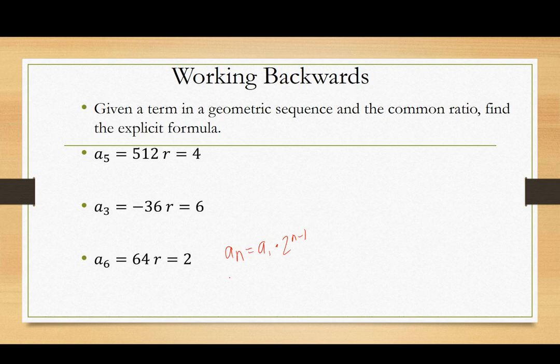So that means 64 equals a1 times 2. Our n is 6. So 6 minus 1, which is 5. So 2 to the 5th power gives me 32. 64 divided by 32 gives me a1 as 2. So my formula, a sub n, equals 2 times 2 to the n minus 1. And that would be my formula.